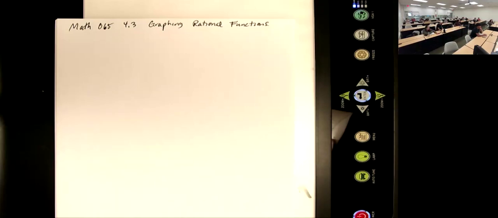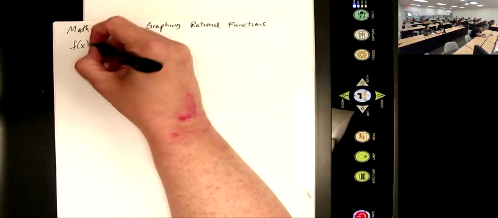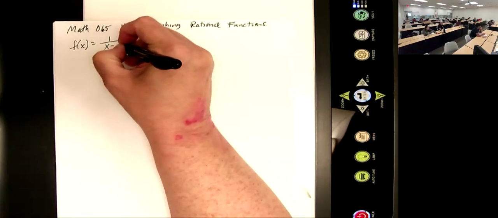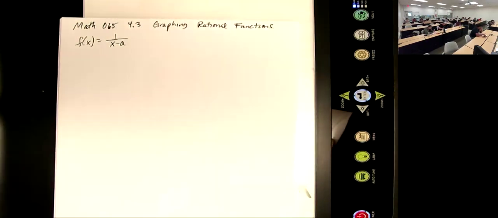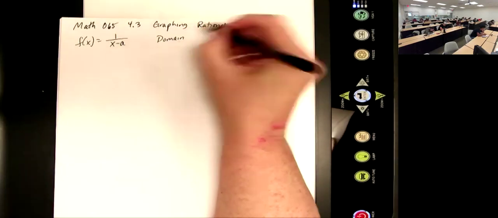In the future. Alright, graphing rational functions. For example, f of x equals 1/(x minus a). Rather than pick a particular point, we'll say x minus a. So our domain is all values except a.